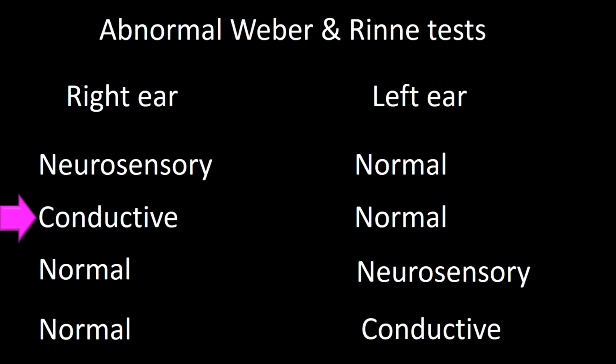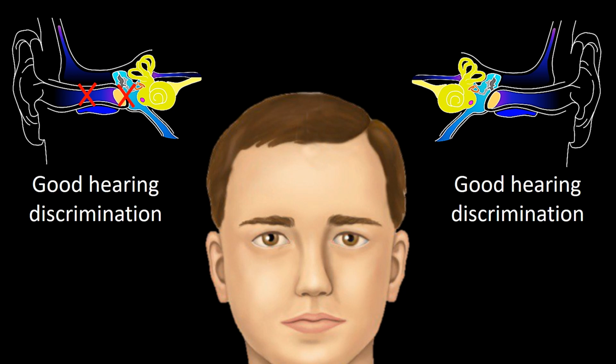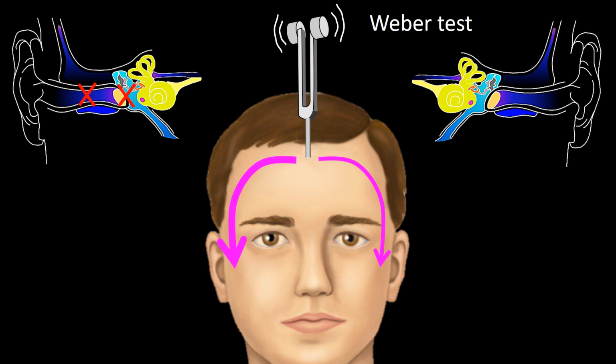We will now illustrate the second possibility, conductive deficit in the right ear. In this frame, I am representing a patient with conductive hearing loss. I am representing it by a red cross in the external and middle ears. Patients with conductive hearing loss have good hearing discrimination in accordance with their degree of hearing deficit. Weber test will localize to the abnormal ear.